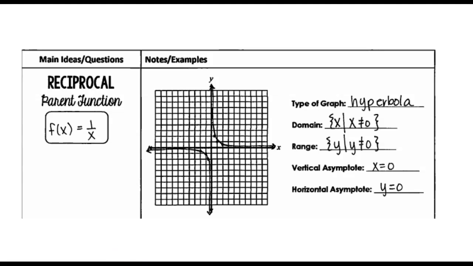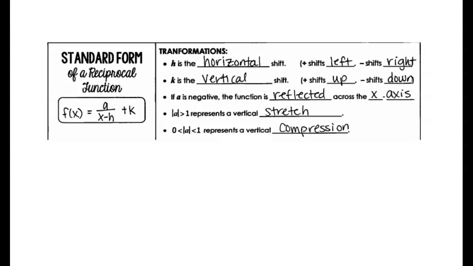All right, let's move on. We're going to talk about some of the transformations for this parent function. If I look at the standard form of a reciprocal function, just like we have standard form for absolute values and our quadratics, our standard form for a reciprocal function is a over x minus h plus k. We're going to talk about what each one does.